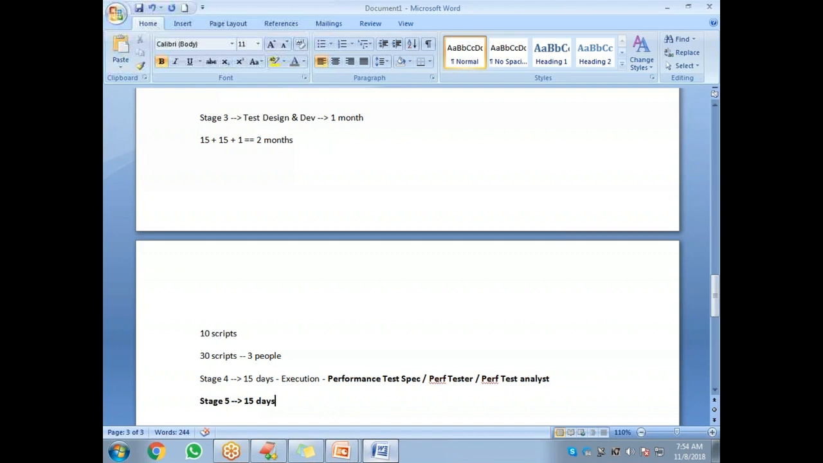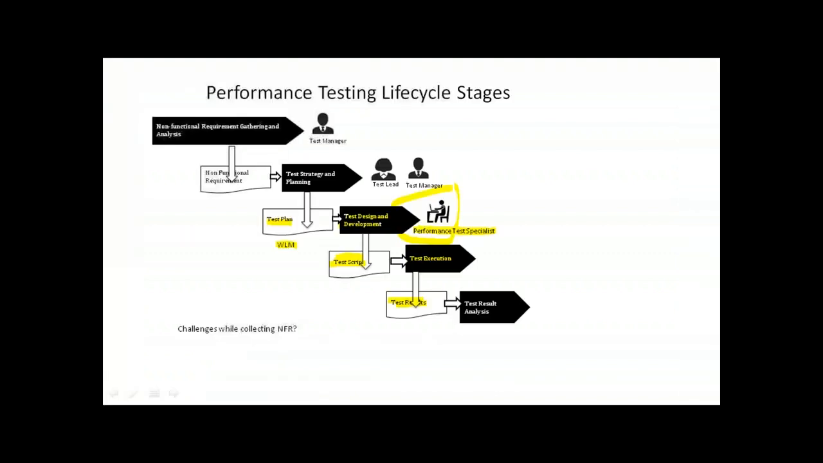So stage 5, 15 days. You will analyze as to what has happened. How are these results? Are they good? Are they bad? What are my SLAs looking like? What are the results I got? Do my results match the SLAs? All that you will be looking at.